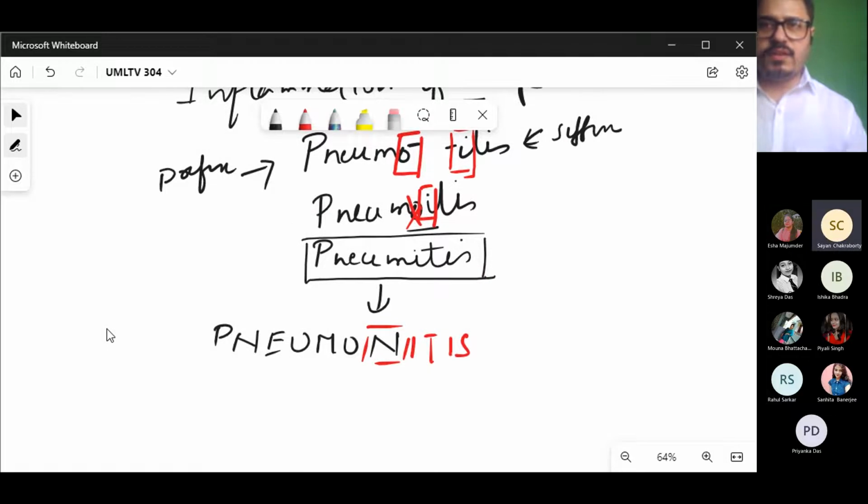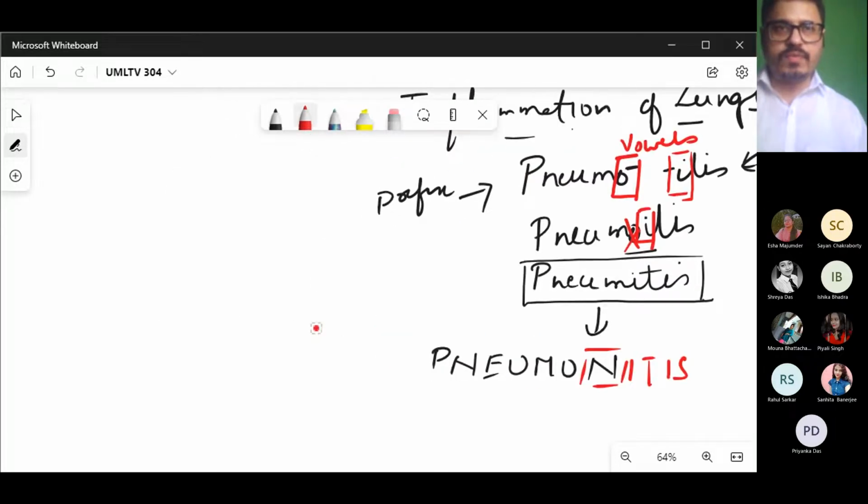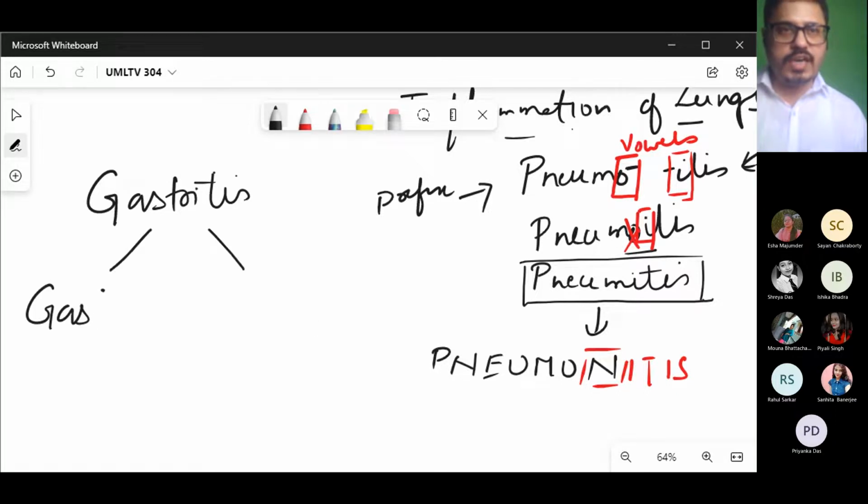Is there any doubt? Can I repeat once more? What I am telling is, suppose I give you another example. That example is gastritis. This example would probably help you understand better the formation of the term pneumonitis. Now, itis, so I need to remove it; gastritis. How is this term formed? One is gastro, another is itis. Gastro is the prefix and itis is the suffix.